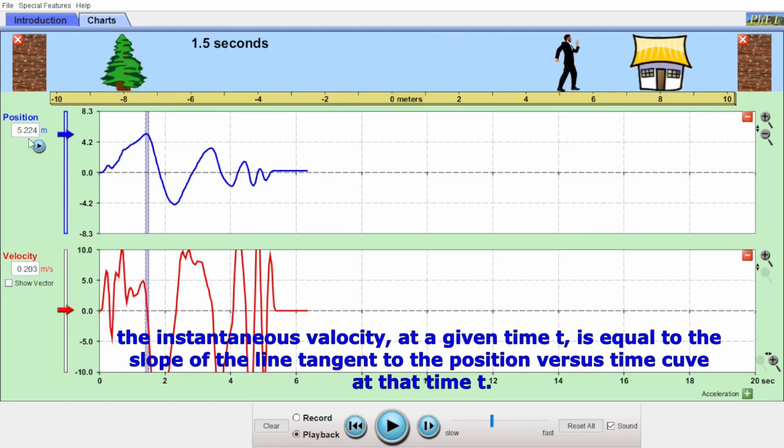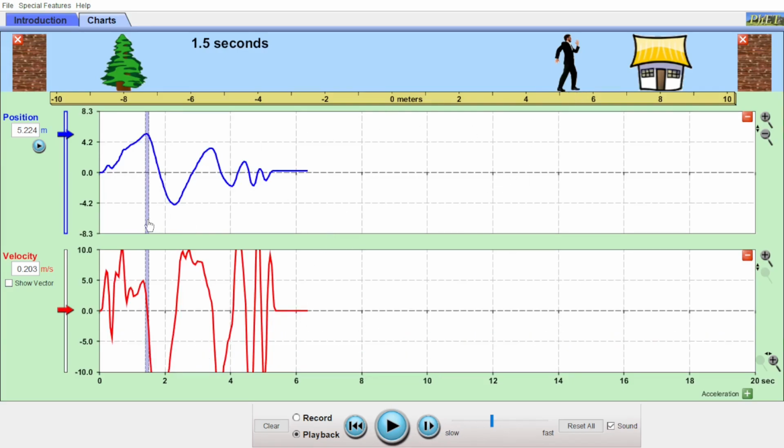Okay, well we can see the position here is 5.224. The instantaneous velocity right there at that spot is 0.203 meters per second. It's small right there, but actually you can see he's turning around. It would make sense that the instantaneous velocity is small right there because he's slowing up to turn around here. If you look at his motion here, let's play back slow. He comes up over here, he slows down, he turns around and then goes the other way. Going the other way, his velocity is negative. Just over here at the spot at 1.5 seconds, his instantaneous velocity is 0.203.